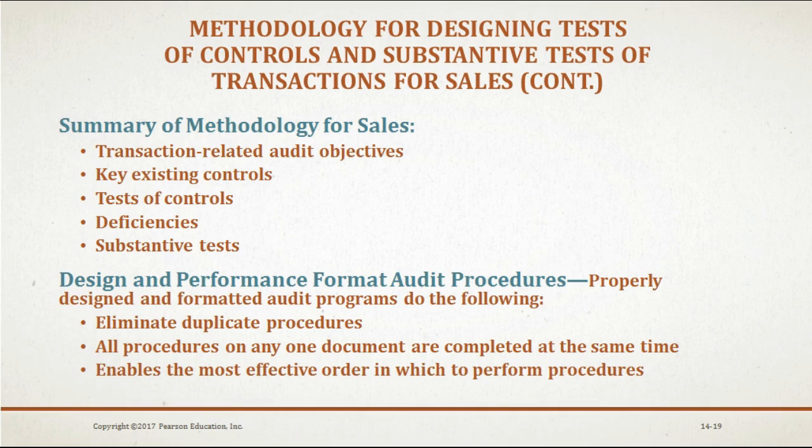The following is a summary of the methodology for sales as previously discussed and shown in Table 14-2 on page 457 of your textbook. This includes transaction-related audit objectives, key existing controls, tests of controls, deficiencies, and substantive tests. Properly designed and formatted audit programs eliminate duplicate procedures. All procedures on any one document are completed at the same time, and it enables the most effective order in which to perform procedures.